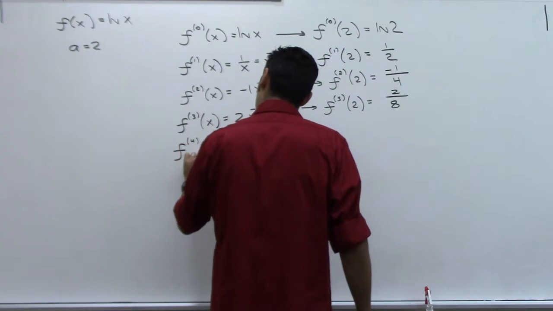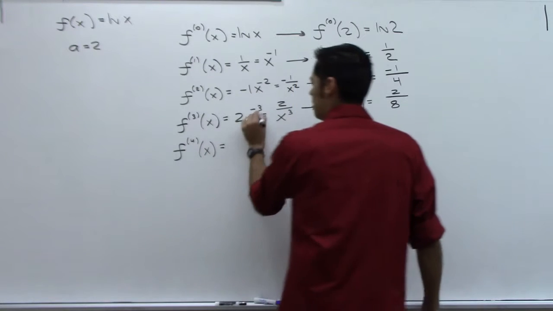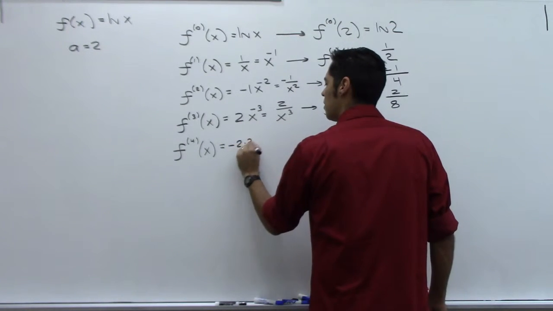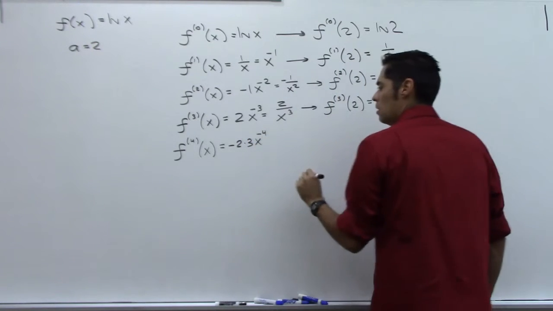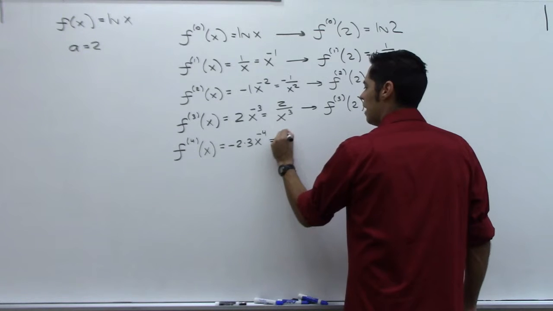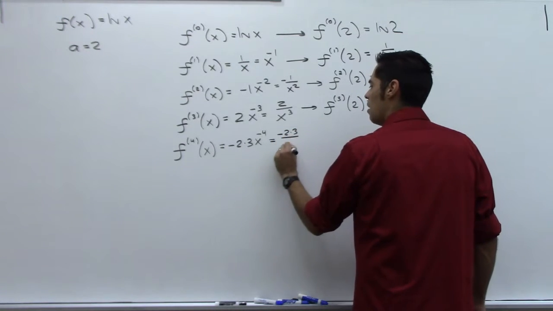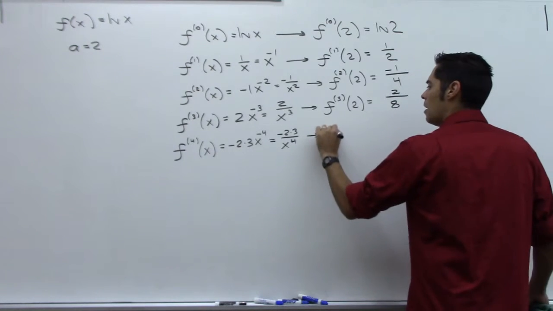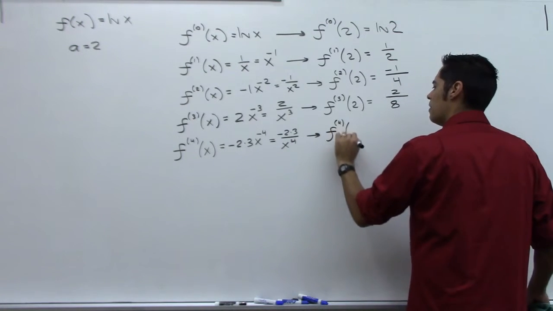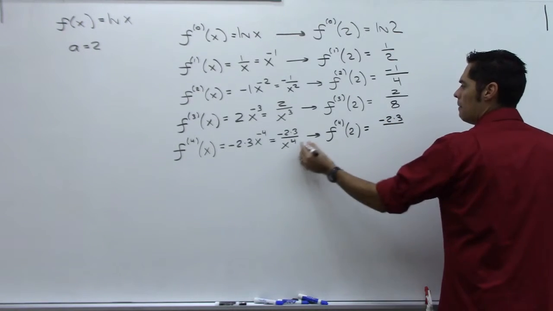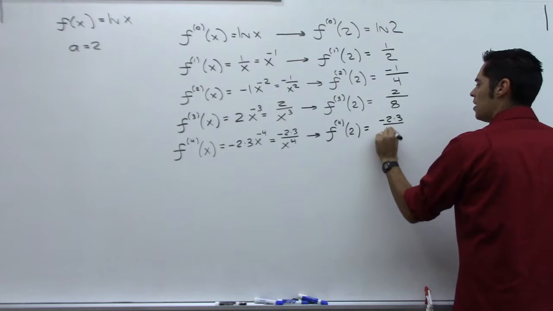Fourth derivative of this, the negative 3 comes out, I get negative 2 times 3x to the negative 4. Now, I agree that this is a negative 6, but again, I'm going to leave it out, negative 2 times 3 over x to the 4th, because I'm trying to get us to see a pattern here. If we plug into the fourth derivative the value of 2, we get negative 2 times 3 over 2 to the 4th power, which is 16.